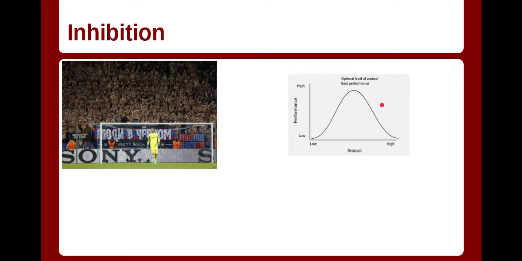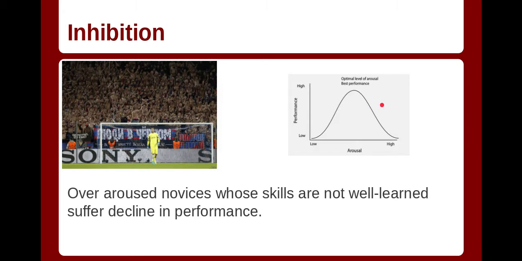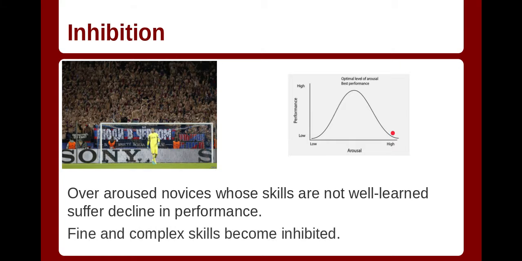And inhibition, or social inhibition, is over-aroused novices whose skills are not well learned, and they suffer a decline in performance. We can link it to our inverted U. Fine and complex skills become inhibited. So that's facilitation and inhibition, the clues are in the names.